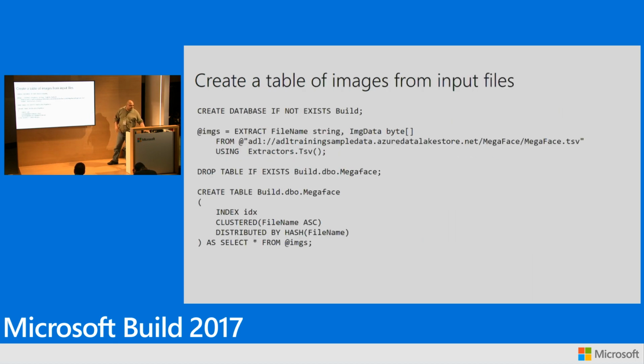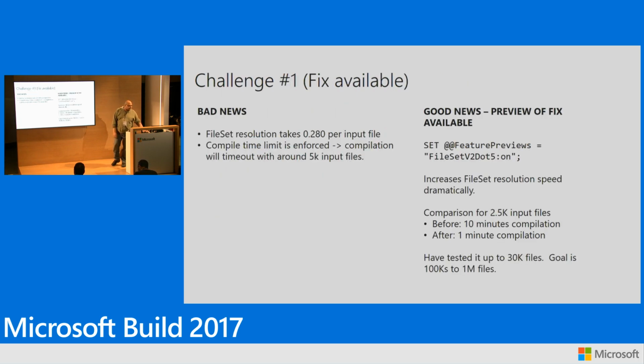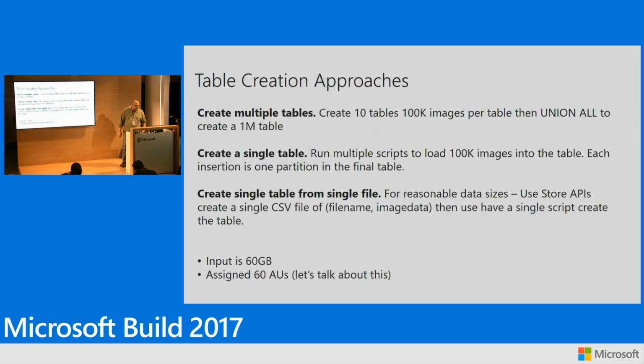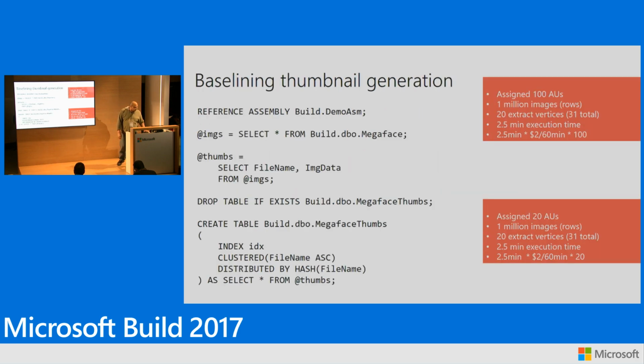One more thing about the table, you notice I've clustered by the file name and distributed by the file name. I want an even partitioning, that's why I chose hash distribution. Okay, now that's 1 million images. I chose this pattern because we don't support 1 million files right now, so I have to do it in multiple scripts. So I kind of cheated, but I think it's a reasonable cheat for this demo.